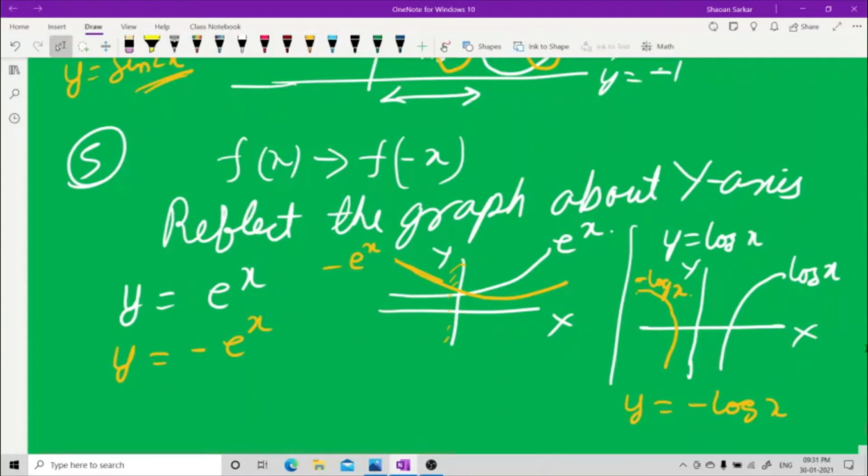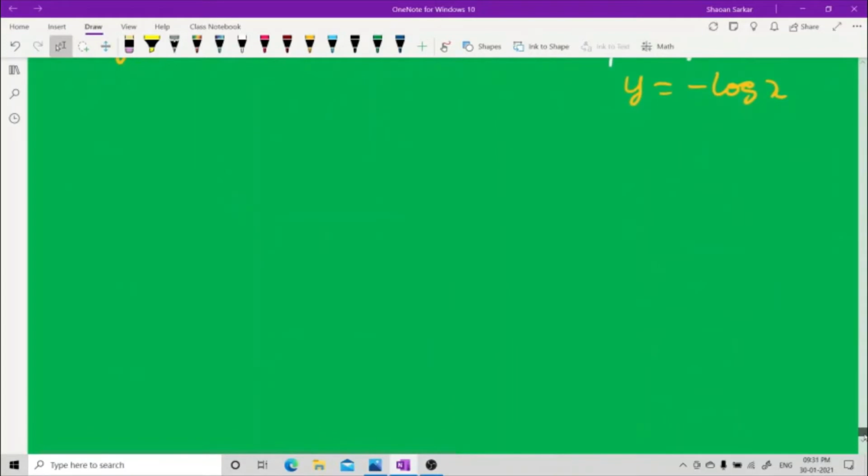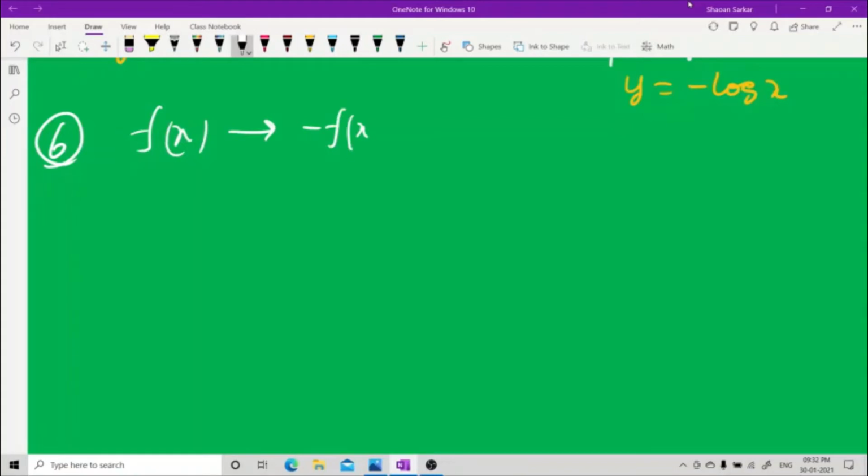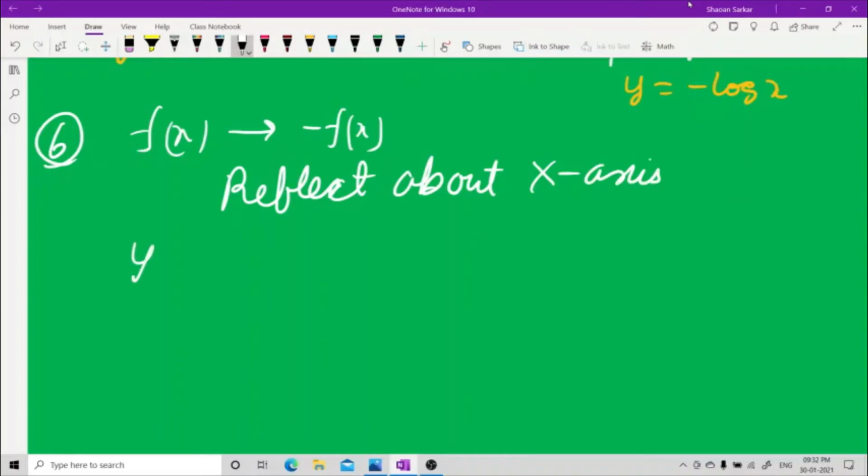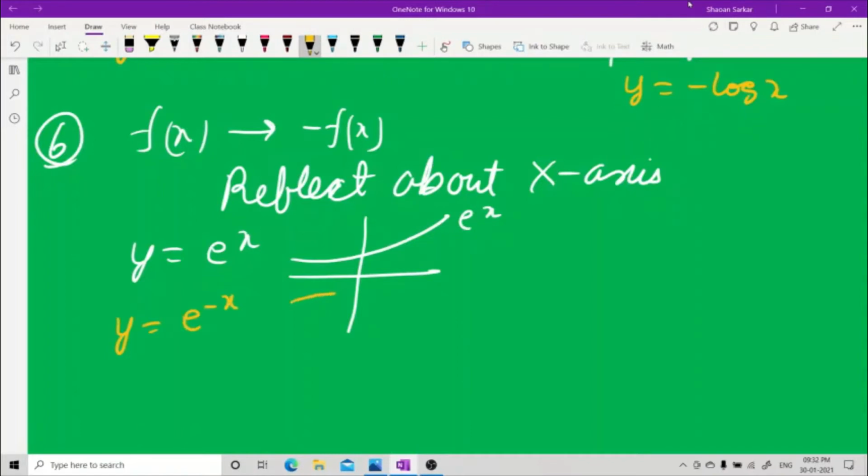Now the sixth one. If f(x) is written as minus of f(x), then what you have to do is just reflect about the x-axis. That was reflecting about the y-axis when it was inside. This is reflect about the x-axis. Now suppose y is e to the power of x. You know how the graph is. It is something like this. This is e to the power of x. Now if I write y equal to minus e to the power of x, you need to just reflect it along the x-axis.